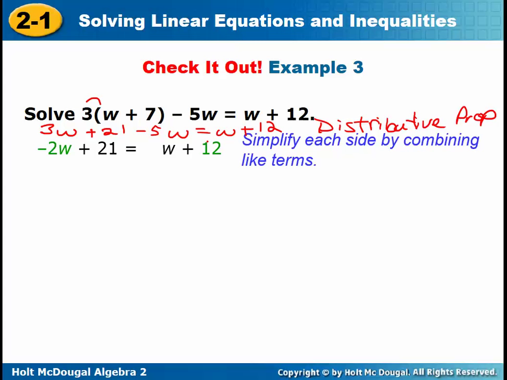All right, step 2 is to simplify by combining like terms. So there we have a 3 and a minus 5. Remember, the sign in front of the term goes with it. So negative 2w plus 21 equals w plus 12.